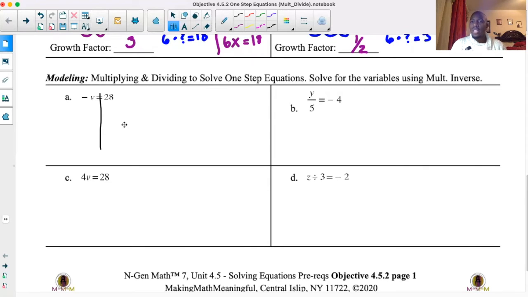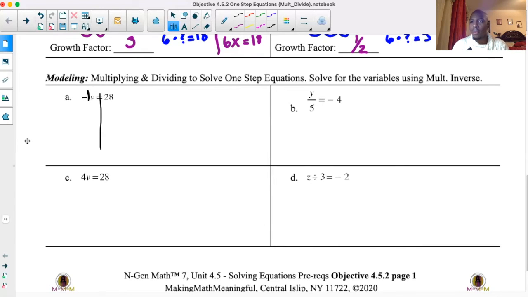Whenever you don't see a number in front of a letter, that means that the number there is an invisible 1. Okay, let me say that again. Whenever you don't see a number in front of a letter, such as this right here, that means the number that's there is a 1. So in this case, it's really a negative 1. So we have negative 1V is equal to 28. Our goal was to get V by itself.